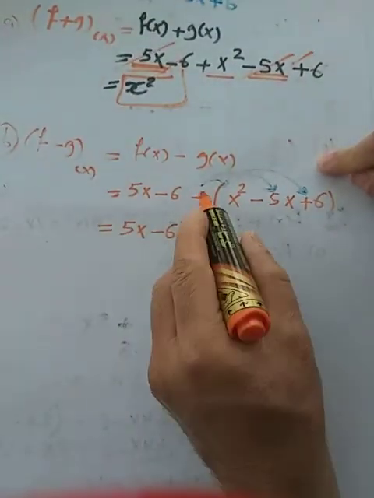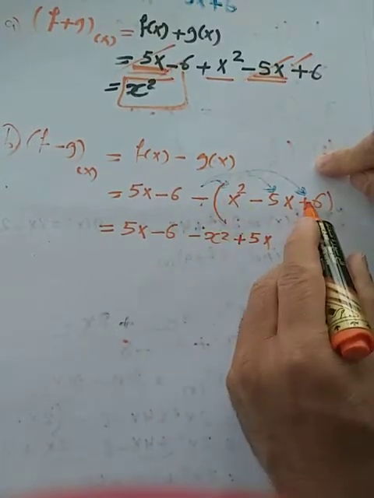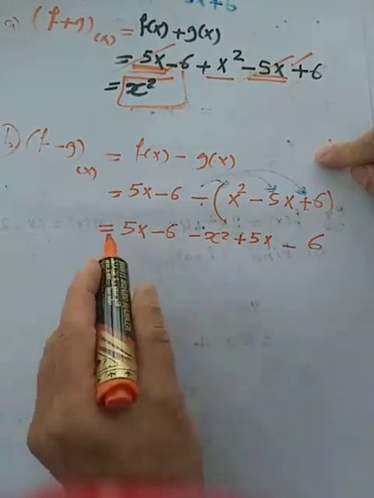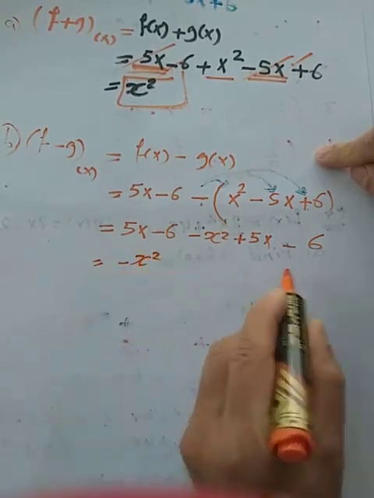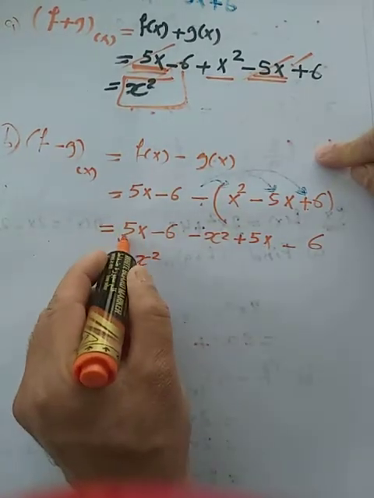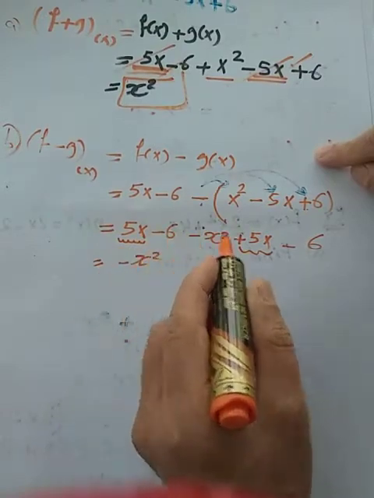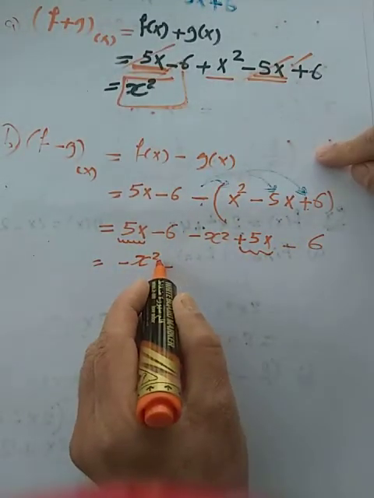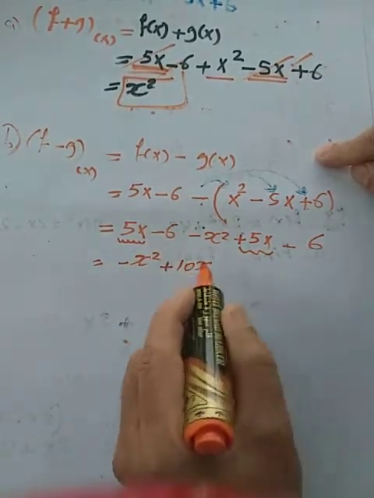Negative x squared, negative times negative positive 5x, negative times positive negative 6, equal to, like terms. X squared, yes, this is x squared, we don't have more, we write it down. 5x plus 5x, like terms, same variable, same power. 10x, negative 6, negative 12.